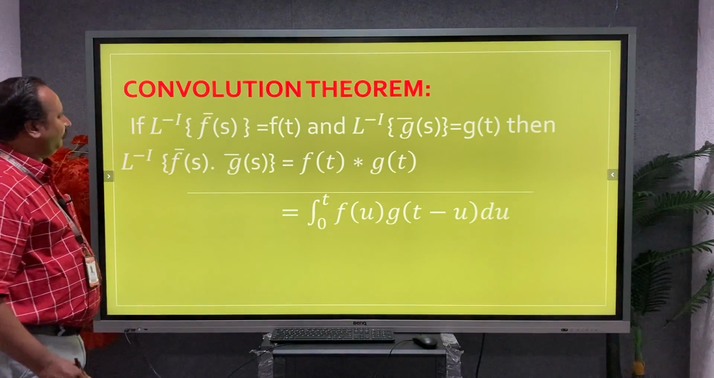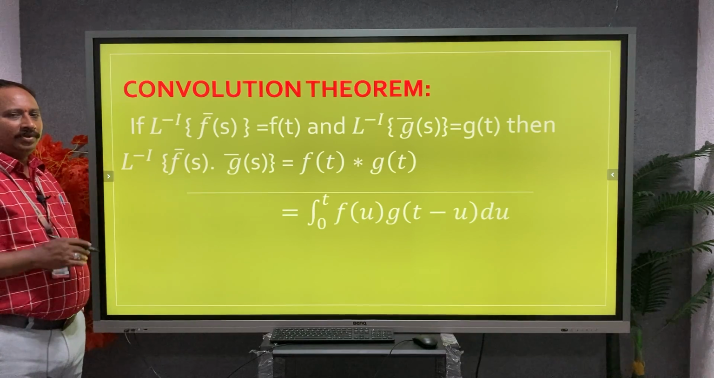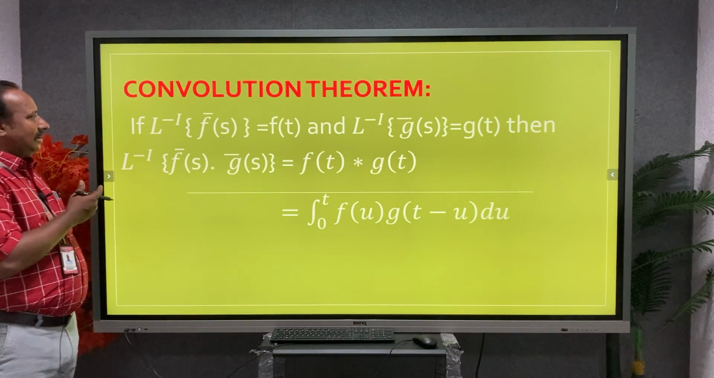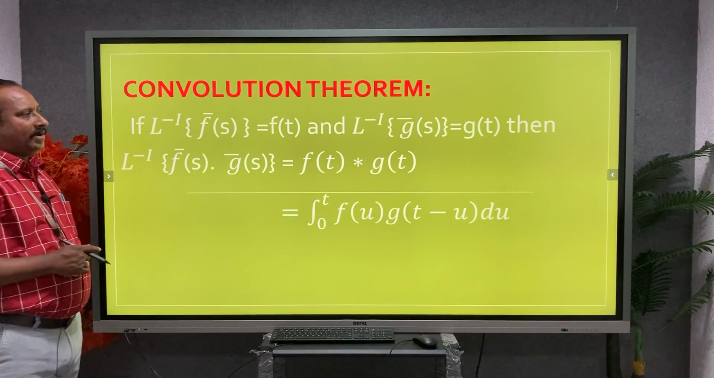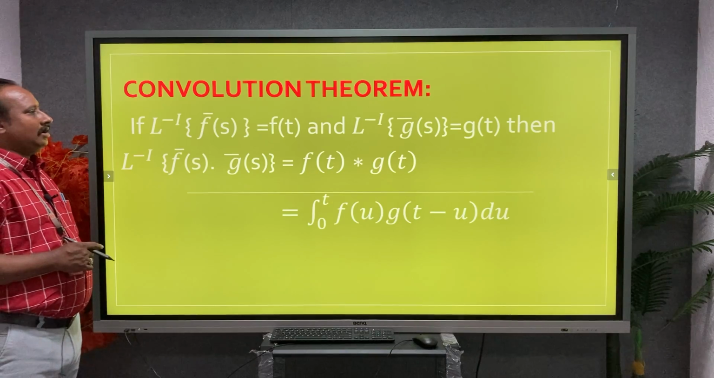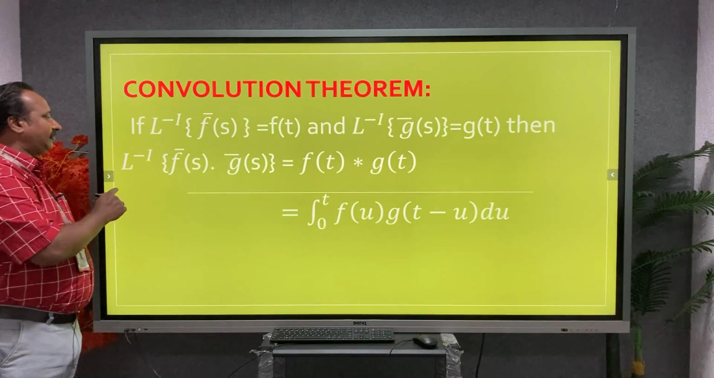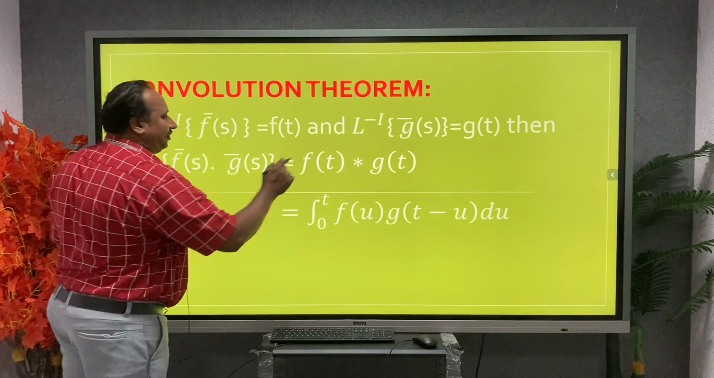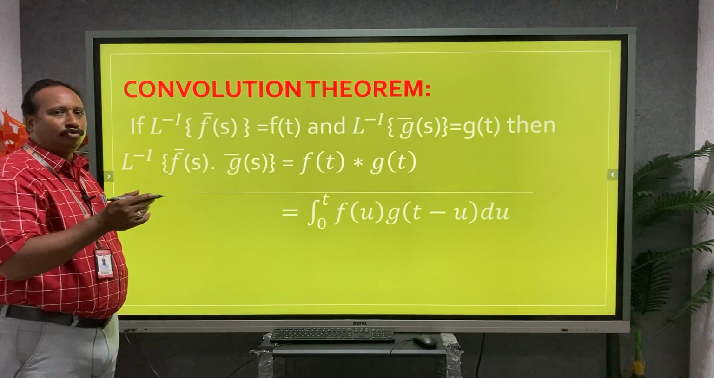Coming to the next slide. Now I am going to discuss the convolution theorem. What is the convolution theorem? Clearly see the board here. L inverse of f bar of s equal to f of t and L inverse of g bar of s equal to g of t. Both are inverse Laplace transforms. Then L inverse of f bar of s times g bar of s equal to f of t star g of t. What do you mean by f of t star g of t? It is nothing but the convolution product.